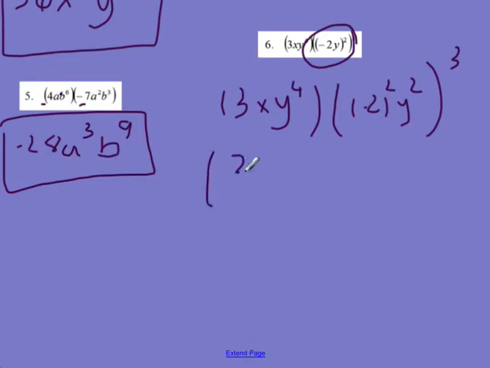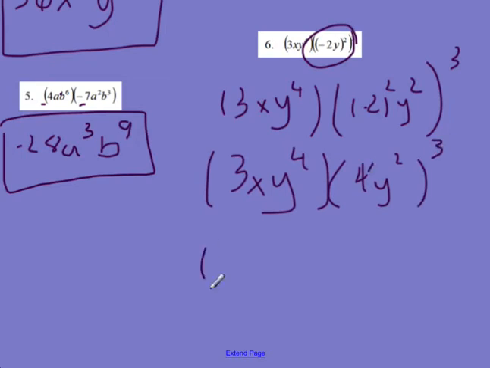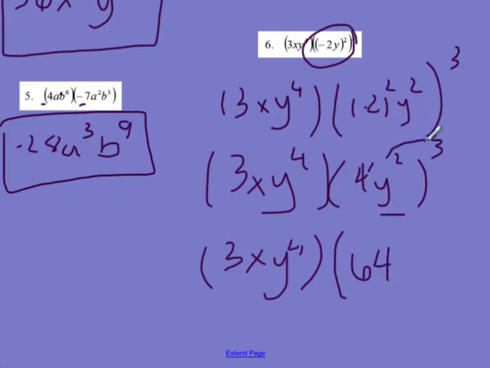Well, -2 squared, remember, whenever you square a negative number, it's always positive. So -2 squared is 4, and then you have y squared, and that's raised to the 3rd power. So remember that that 4 also has an exponent on it. So here we have 3xy to the 4th, and then 4 to the 1 times 3 is going to give us 4 to the 3rd power. Well, 4 to the 3rd power is 64. And then y squared raised to the 3rd power, we need to multiply those exponents. So 2 times 3 is 6.